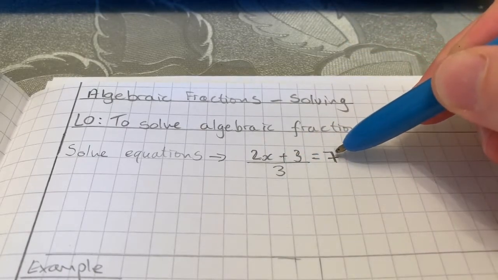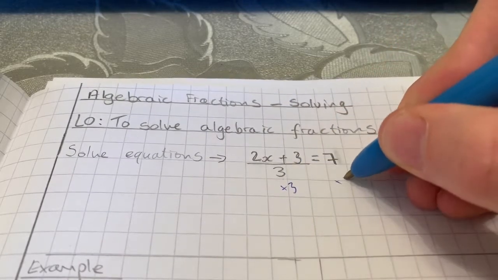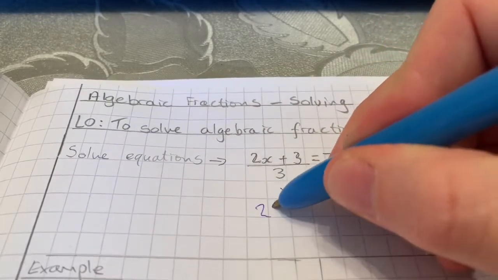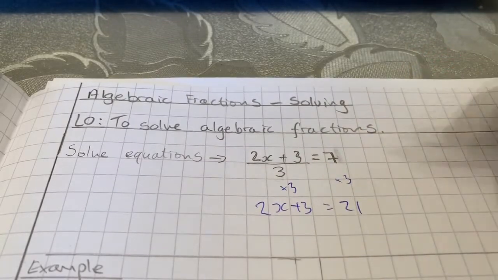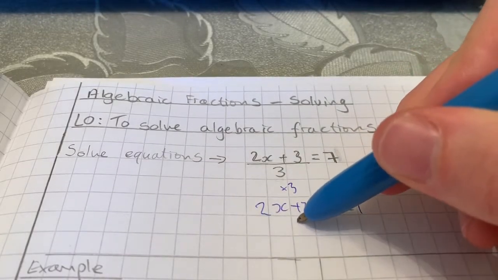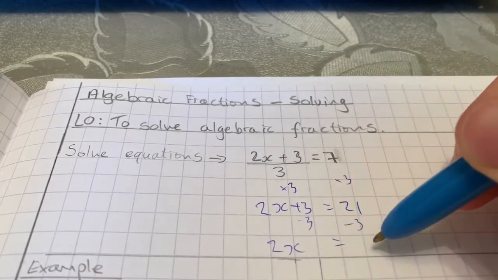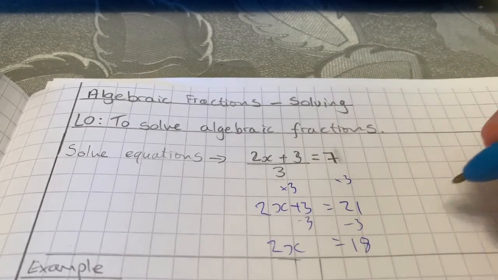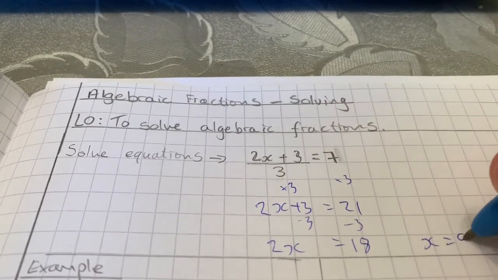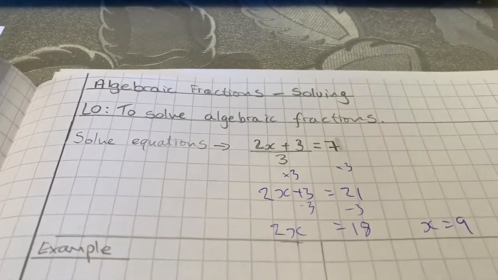So you times by 3 on each side. So times 3, times 3. So it gives you 2x + 3 is now 21. And then you're balancing your equation as you go. So you're minus 3 each side. So 2x is 18. And then to just get x, divide by 2. So x is 9. So you've got to be confident with that to do this, really.